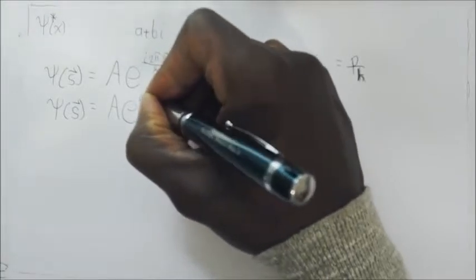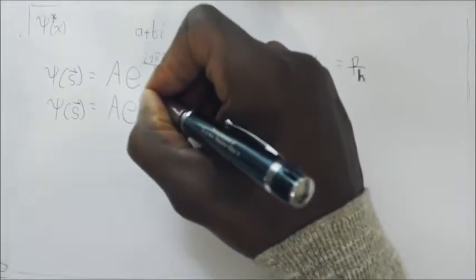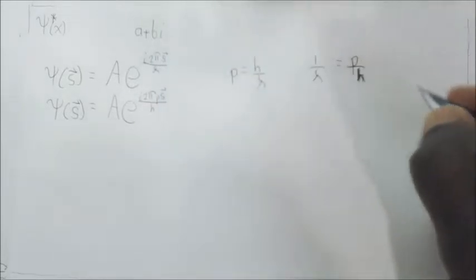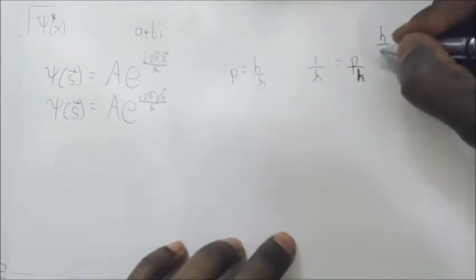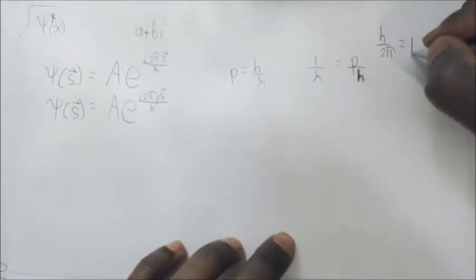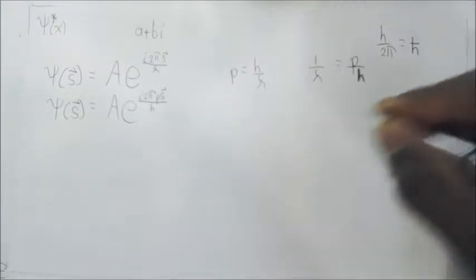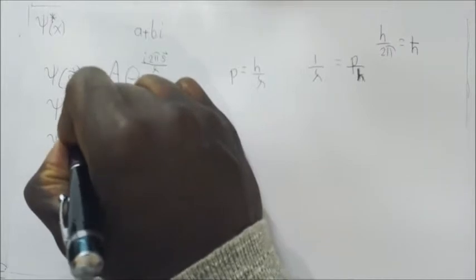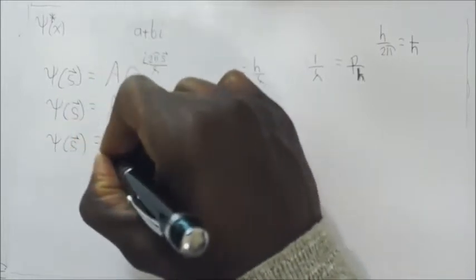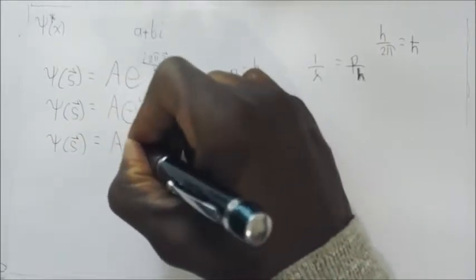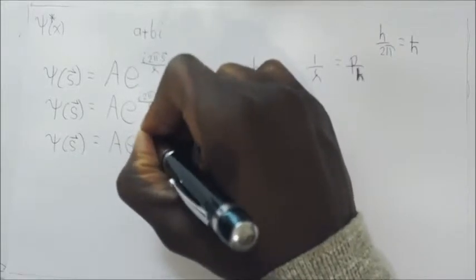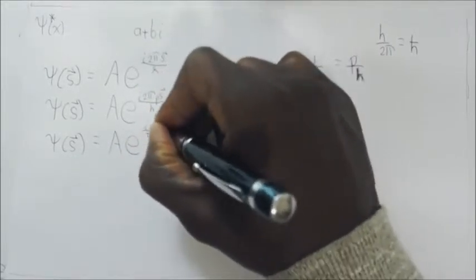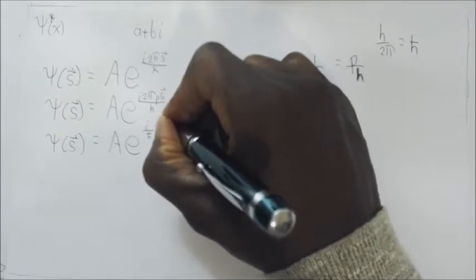h. Now, since h over 2 pi is usually represented as h bar, so h over 2 pi is equal to h bar, we can essentially change that equation to be psi of s is equal to A times e to the i over h bar p times s.